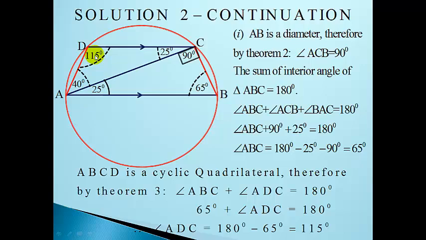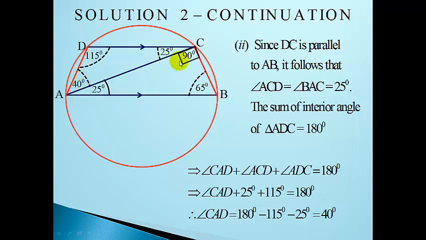Take note that we also asked to calculate the angle CAD, and from our calculation we had 40 degrees. Now let's see how we had the 40 degrees angle here. Since DC is parallel to AB, it follows that angle ACD, the angle at C, that is 25, is equal to angle BAC. That is, alternate angles are equal.